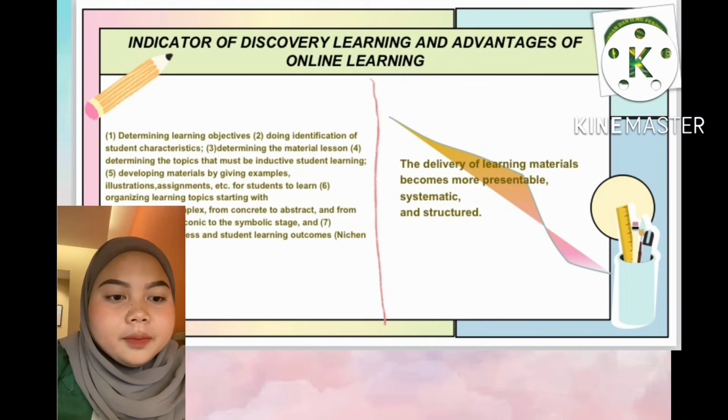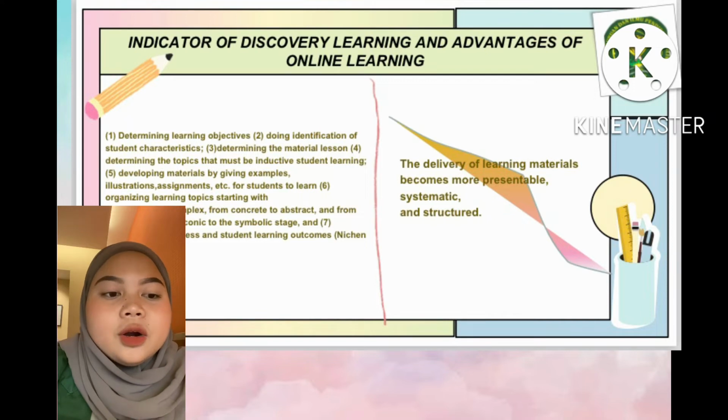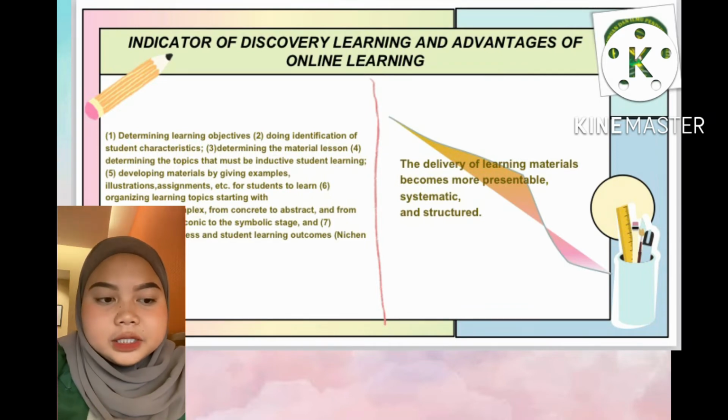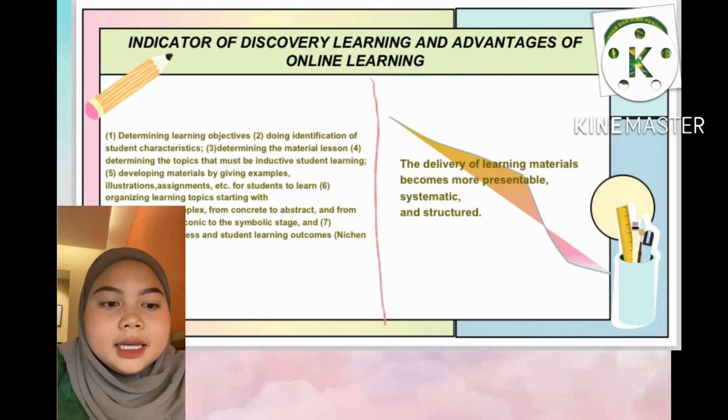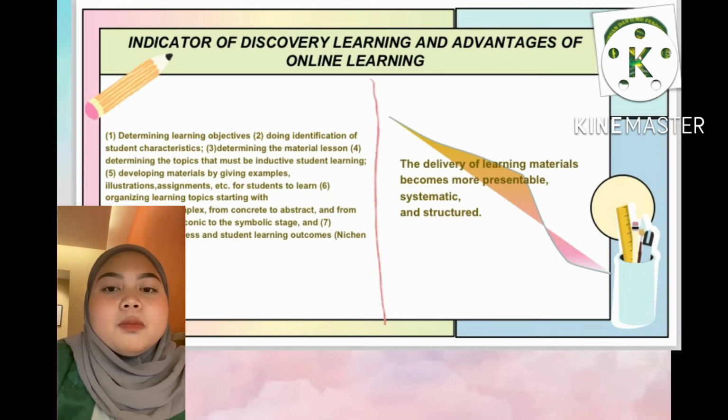5. Develop material by giving examples, illustrations, and assignments for students to learn. 6. Organize learning topics starting from simple to complex, from concrete to abstract, and from the enactive stage, iconic, to symbolic stage. And 7 is evaluating the process and student learning outcomes. The advantage of online learning is that the delivery of learning materials becomes more presentable, systematic, and structured.